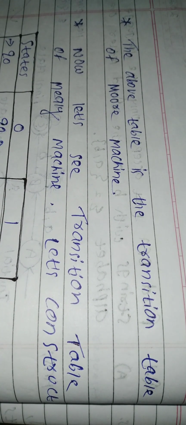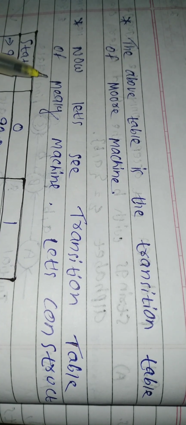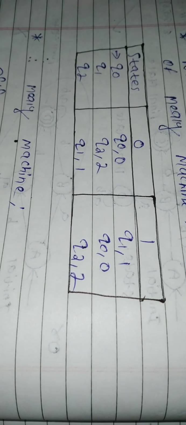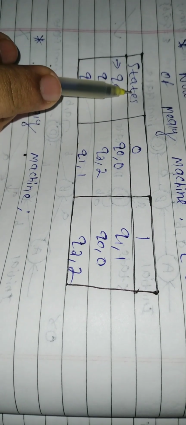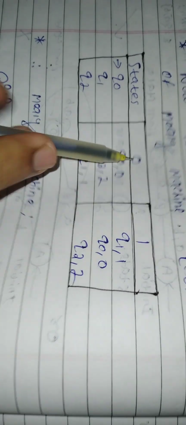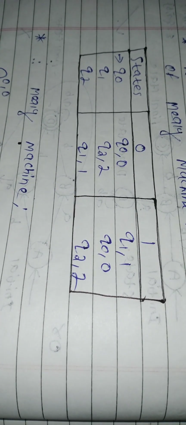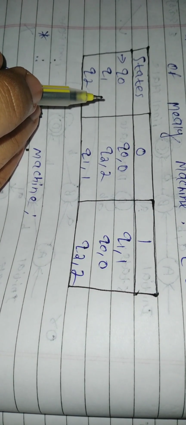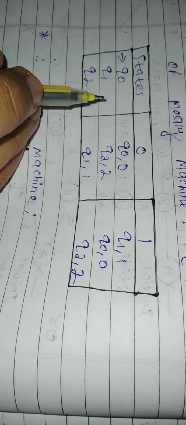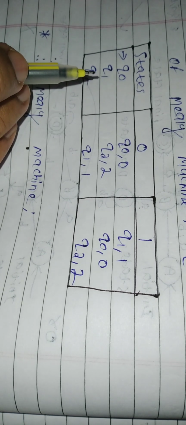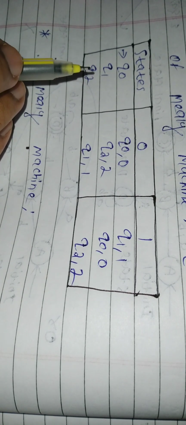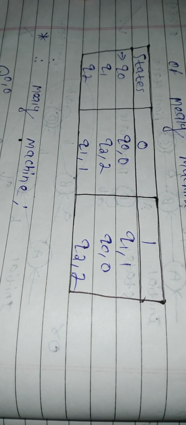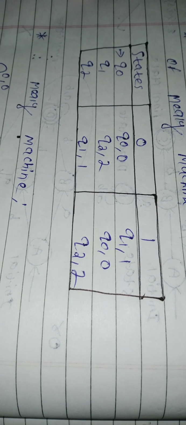Now let's see the transition table of the Mealy machine. So let's construct the transition table of the Mealy machine. We just have to write the states as they are and the inputs 0, 1. No need to write the output column, because in a Mealy machine the output is associated with the input. It is related to input and states, but in a Moore machine the output is associated only with the state. So here we don't need this.